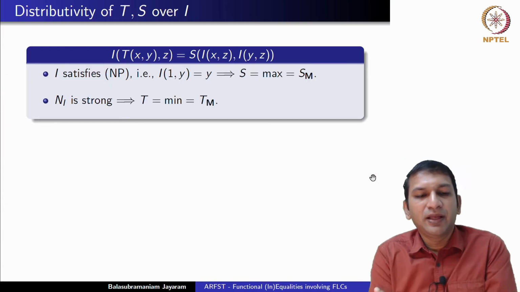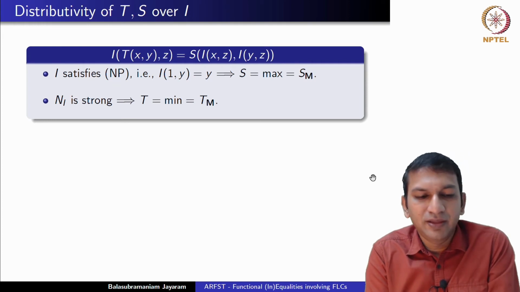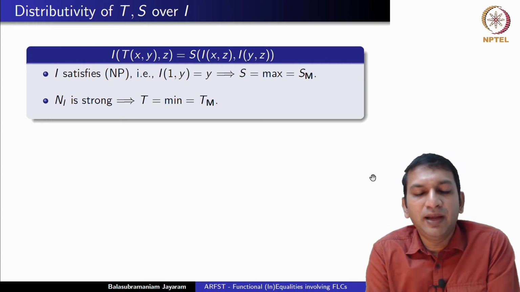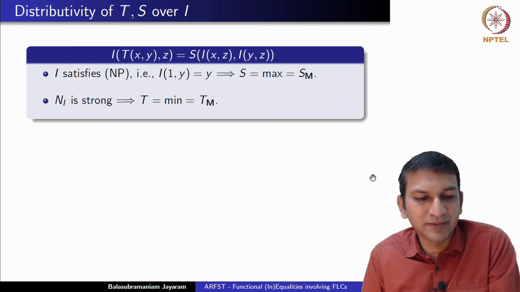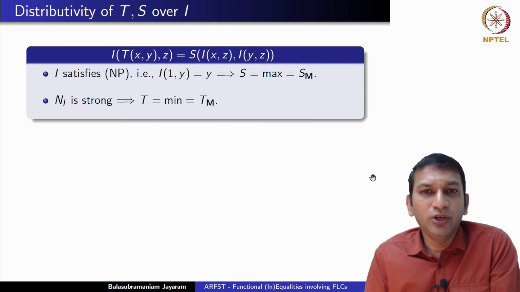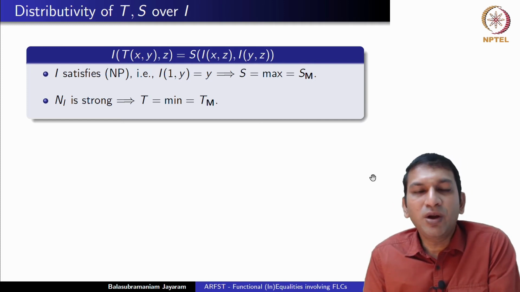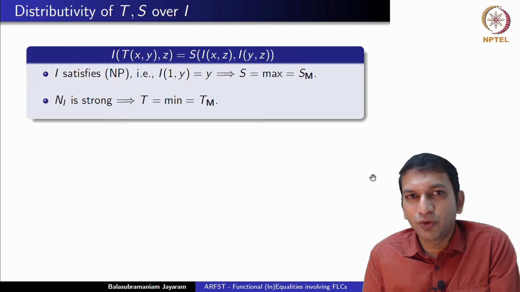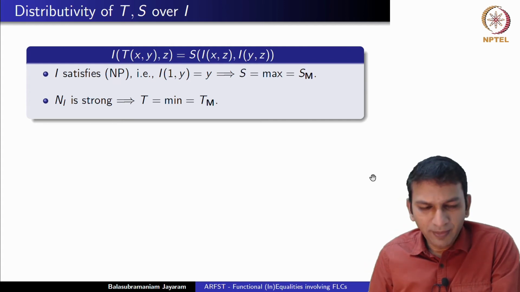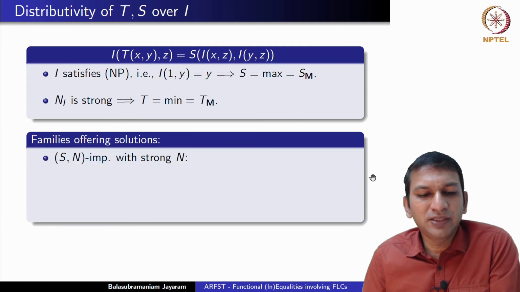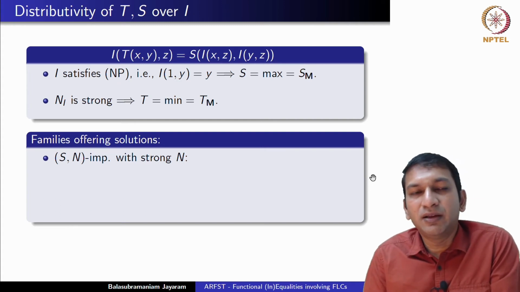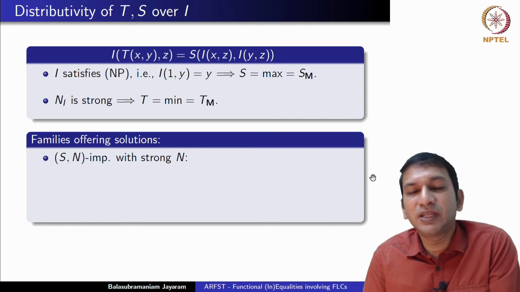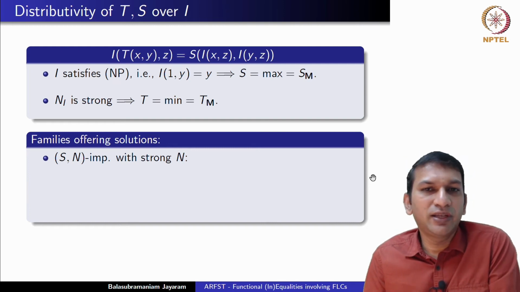So just by imposing these two conditions on I, that I has the neutrality property and N_I is strong, we are able to reduce T and S to that of min and max. So we have found solutions to this equation in terms of what T and S we can use so that this equality is valid. Of course, we have put some conditions on I. Now, the question is, what are those families which offer such implications? Implications which have the neutrality property and whose natural negations are strong.